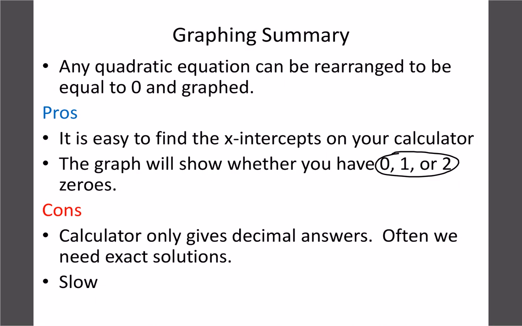The downside of doing graphing is if you get decimal answers, your calculator is just going to give you a decimal approximation. Often we want exact solutions, so that's going to take a different method in order to get exact. And the other downside is it's kind of slow. By the time you type in the equation, do your second calc, it takes you a little bit of time to find those solutions. But if you have the time, it's definitely a pretty handy method to use. And that's all. We'll look at the other methods over the next couple lessons.